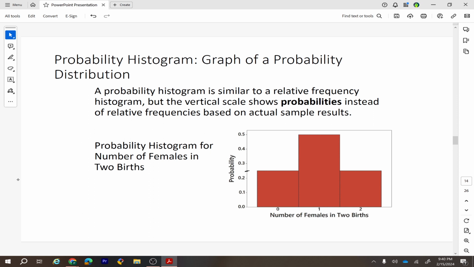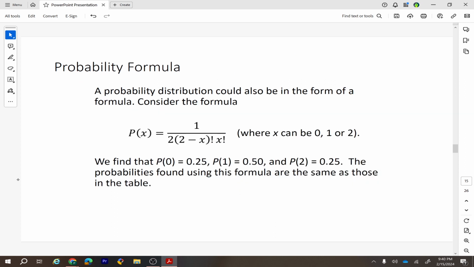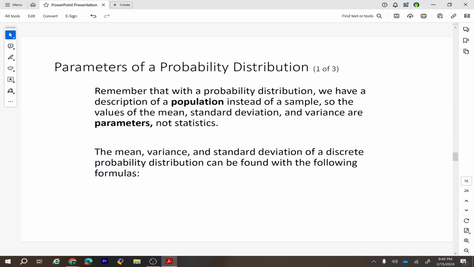1 female, height is 0.5. 2 females, the height is 0.25. That's the probability distribution. The very same outcome can also be calculated by using this formula. So sometimes we can represent a probability distribution using a formula.